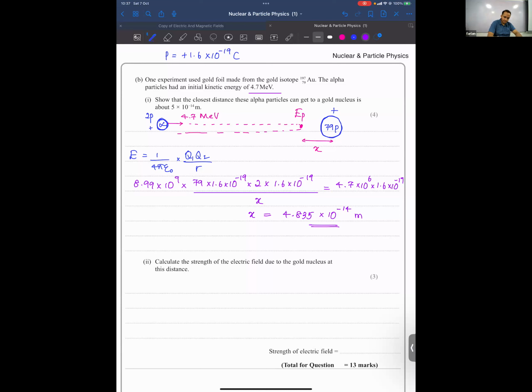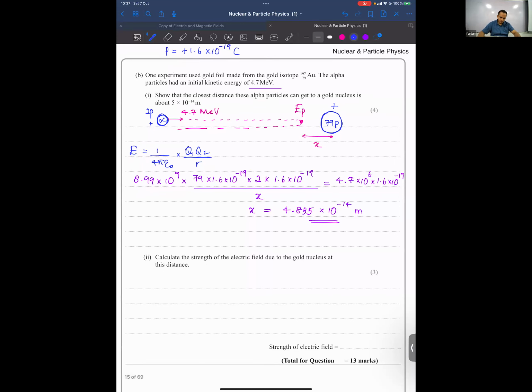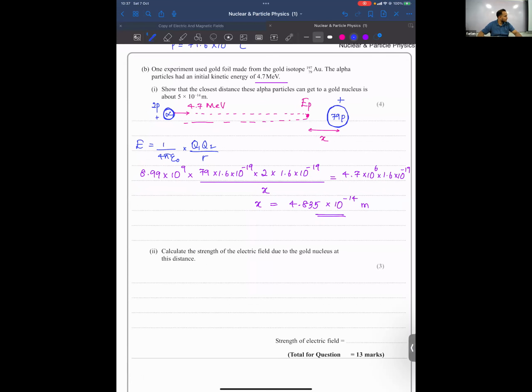The next one is easy. Calculate the strength of the electric field due to the gold nucleus at this distance. Guys, did you get the X as 4.835 into 10 to the power minus 14? Don't copy my values.